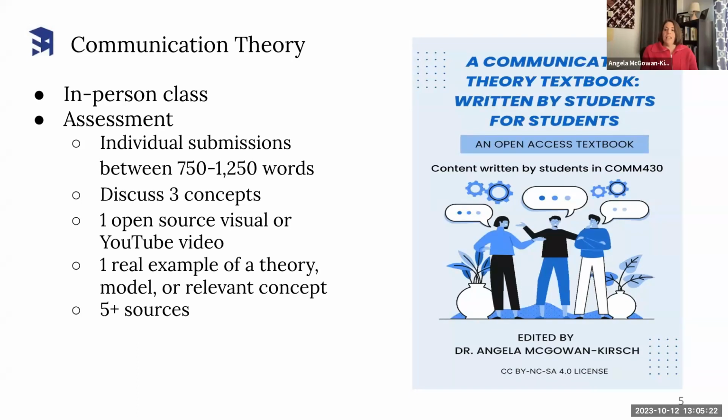And then I also required 5+ sources for the chapters. Now, again, this is an upper level. A lot of them take this their final semester of college. So it's important to me that they know how to use the library databases. So they had to have 2 journal articles. They could cite the textbook. And I also wanted them to have 2 additional sources. And I encourage them to use OERs as their additional source.